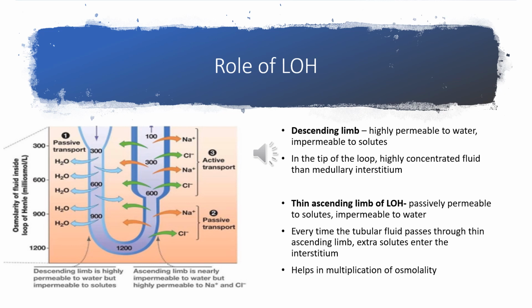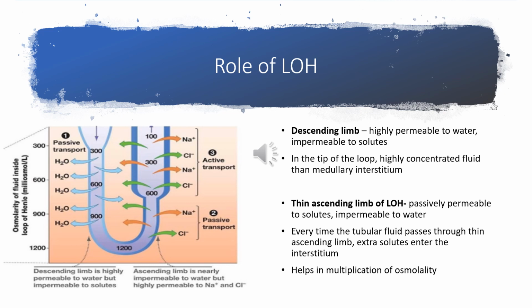We have seen earlier that the descending limb of loop of Henle is permeable to water but impermeable to solutes. So what happens when the tubular fluid passes down the descending limb? More and more water will be reabsorbed, but the solutes remain inside the tubule, which means the fluid becomes hypertonic as it descends downwards. Okay, and in the tip of the loop, the fluid becomes highly concentrated such that its osmolarity will become more than the interstitial osmolarity.